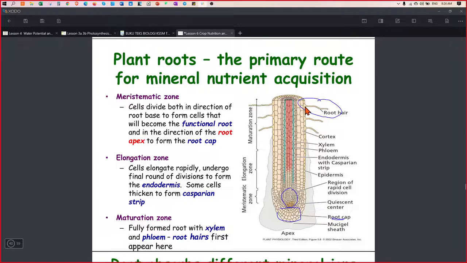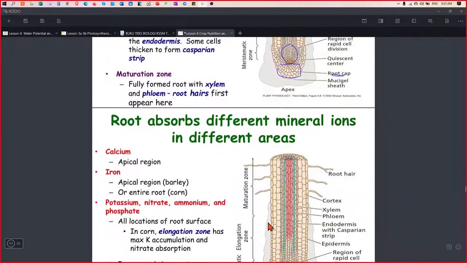Root hair actually is an outgrowth of the epidermis. There are so many root hairs. Why? Because this improves the surface area. When the surface area increases, the plants can absorb more water and nutrients. Right.